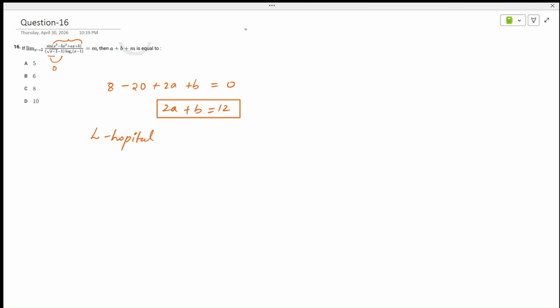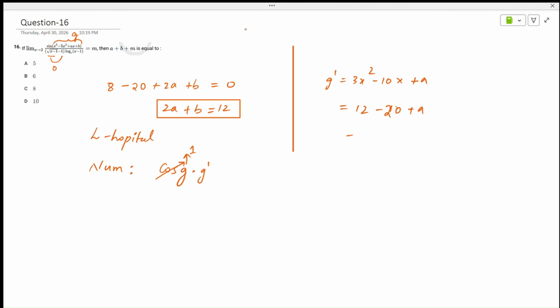If we assume this as g, then the numerator changes to cos g into g dash. Since g is equal to 0, cos g becomes 1. And let us find g dash. g dash equals 3x square minus 10x plus 8. If we substitute 2 here, we'll get 12 minus 20 plus 8. So a minus 8. So we are getting a minus 8 in numerator.